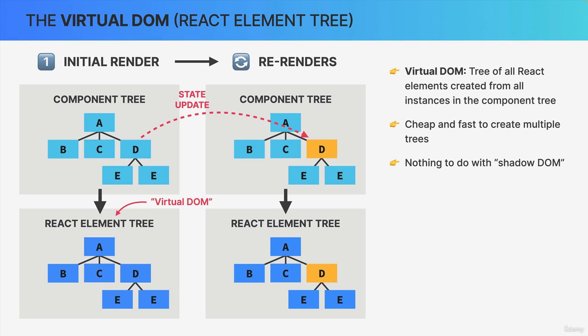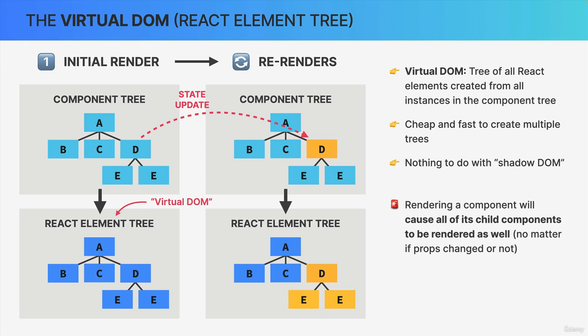But now comes the very important part, which is this. Whenever React renders a component, that render will cause all of its child components to be rendered as well. And that happens no matter if the props that we pass down have changed or not. So, again, if the updated component returns one or more other components, those nested components will be re-rendered as well, all the way down the component tree.